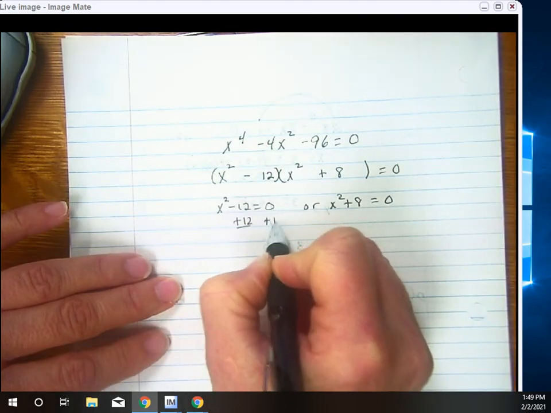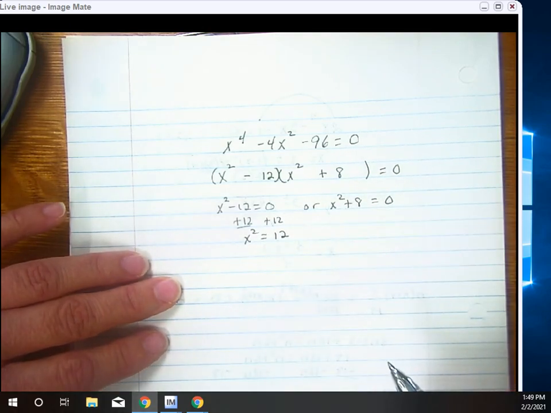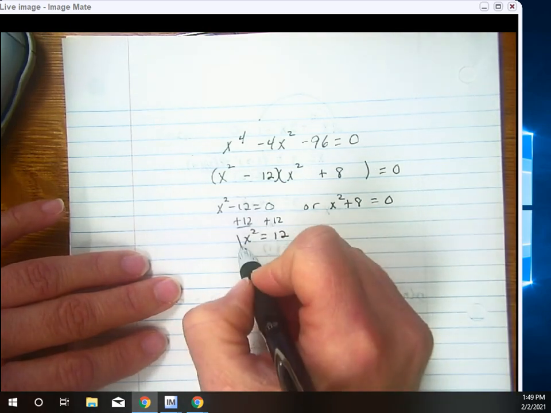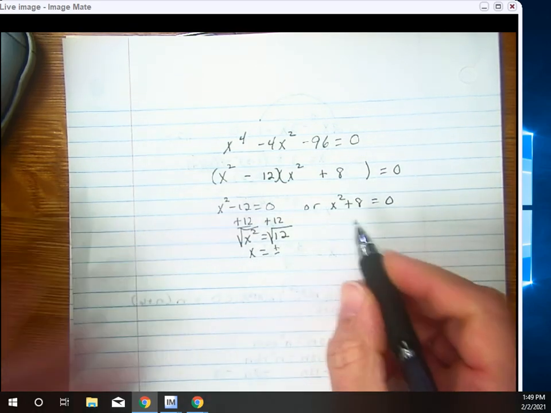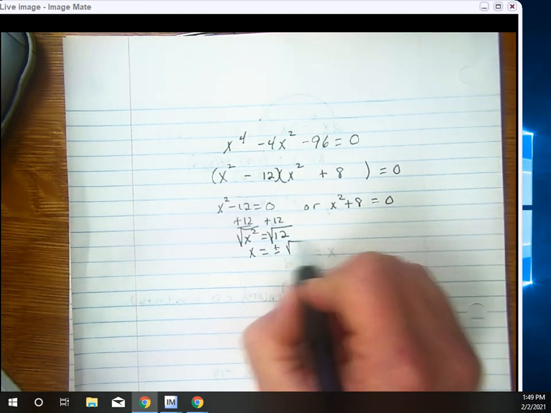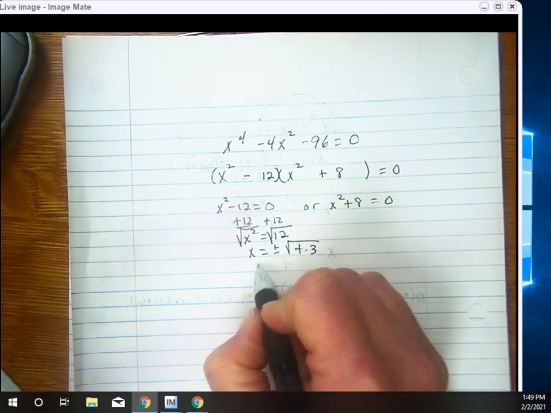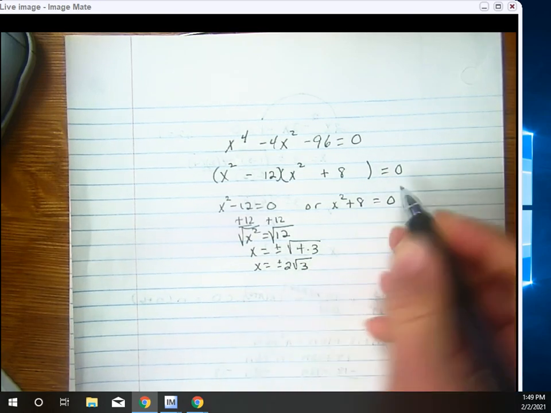Add 12, x squared equals 12. How do you undo the square? Square root. X equals plus and minus. What is the perfect square in 12? 4, that'd be 2 square root 3. And some of you have already jumped to the answer of 2 square root 3.